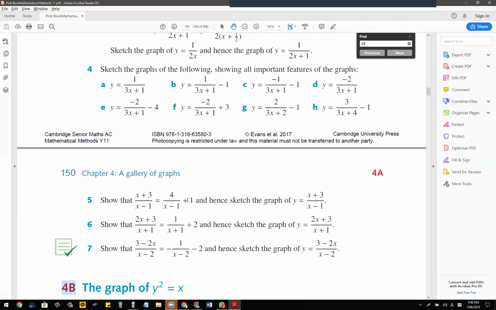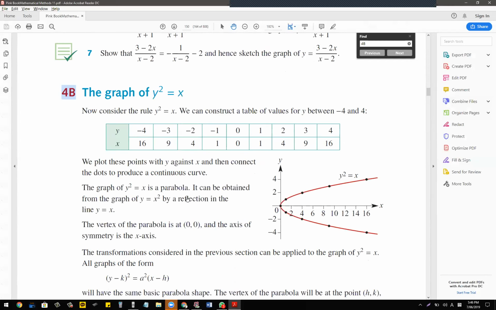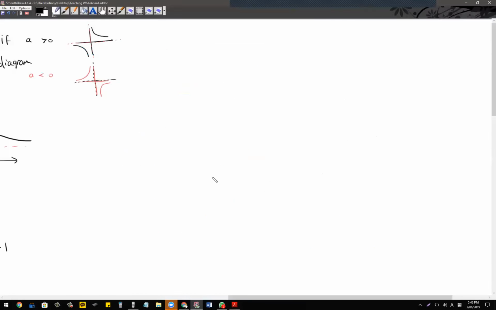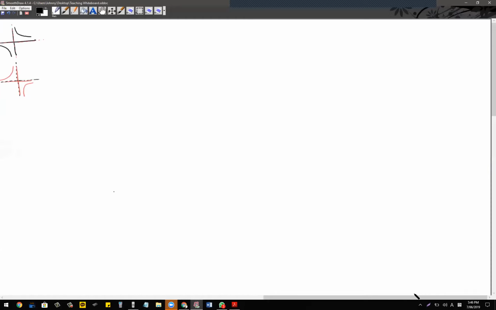Right. Now moving on to this one here. So the graph of y squared equals x there. We're going to talk about this now. Okay. So when you have y squared equals x, we know how to draw y equals x squared. This one is just a parabola.